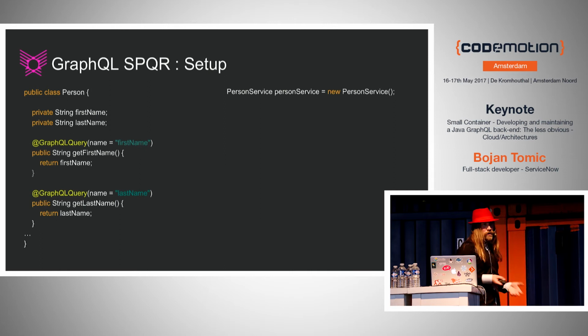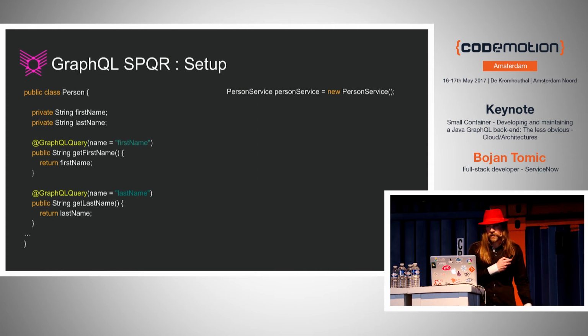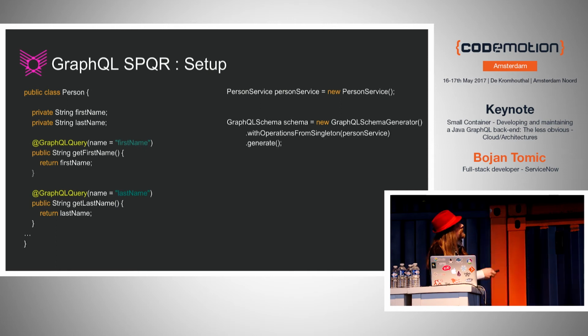And then to wire the whole thing together and expose it over the web and do whatever you need to, you would either wire this, inject it with Spring or whatever, however you do it, or you can just create it like I'm doing here: just instantiate your service, create a schema generator, register the service that you want, so here, the person service, and done. It will generate the schema for you, and from here you can instantiate the GraphQL runtime.